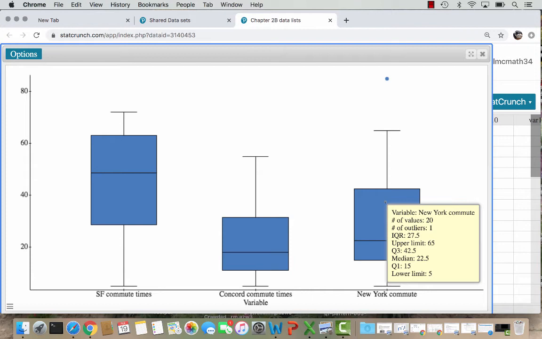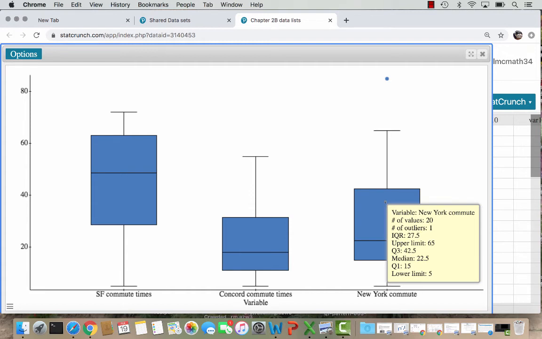So the lower limit is the same as our minimum value, 5, but the upper limit now is where we would cut off for outliers. So any commute times over 65 minutes in New York, we'd say are upper outliers. San Francisco and Concord had no upper outliers or lower outliers, so there's no dots in their box plots.